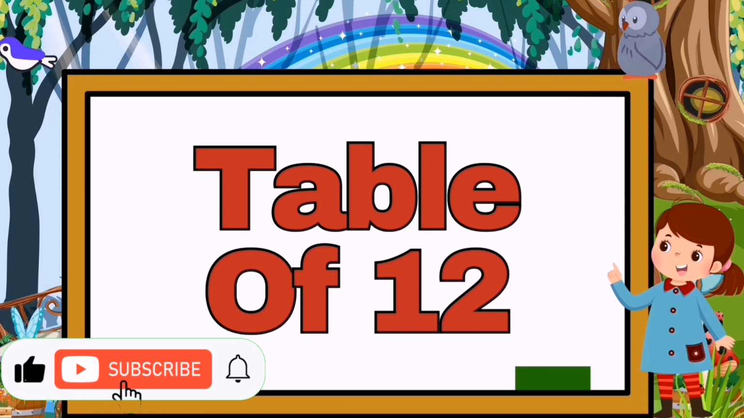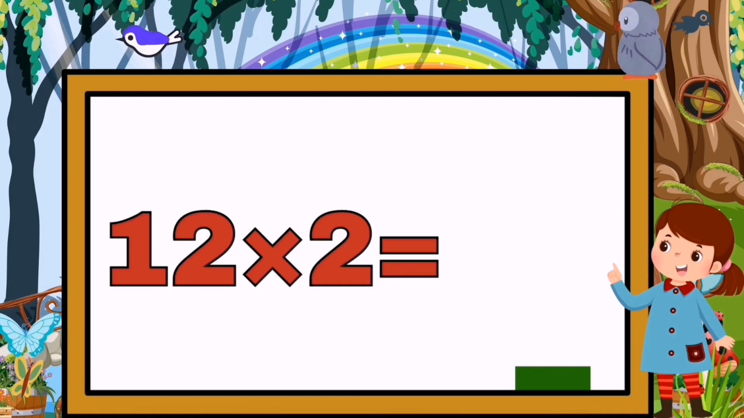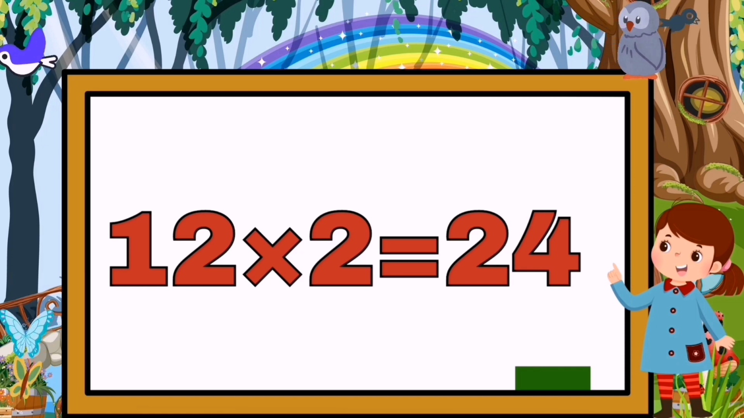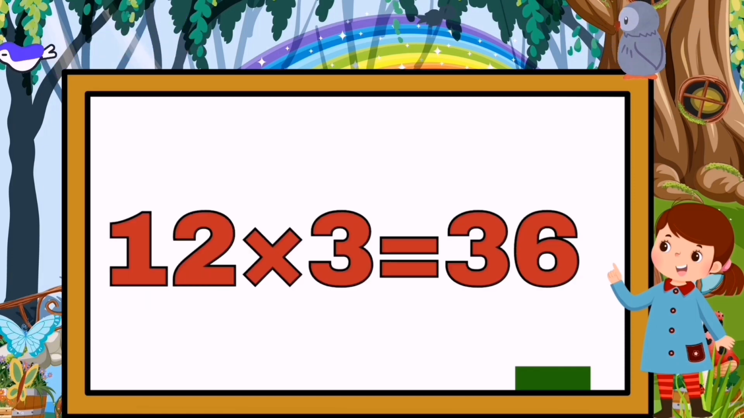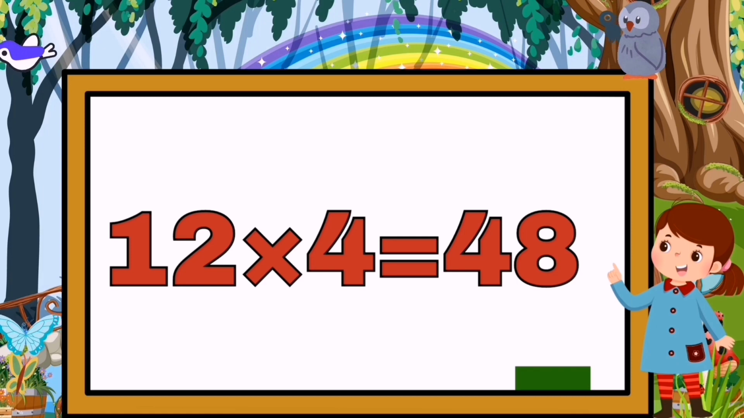Table of 12. 12 ones are 12. 12 twos are 24. 12 threes are 36. 12 fours are 48.